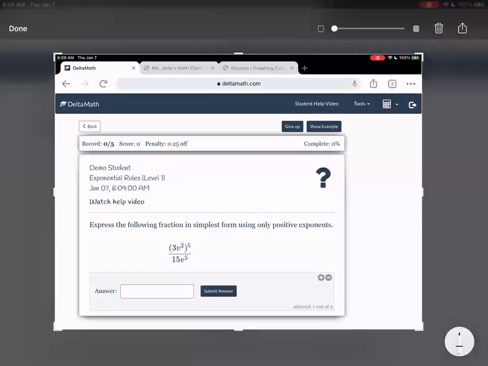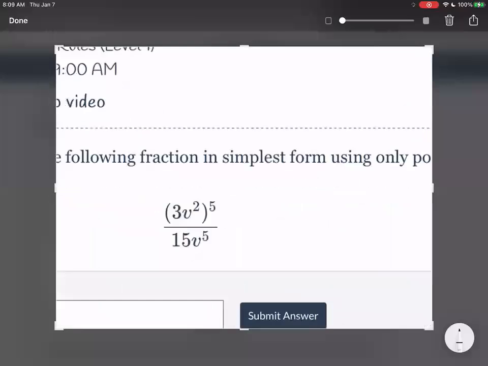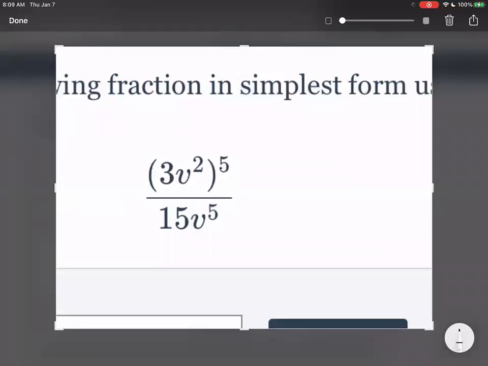Okay, let me screenshot this. We're going to express the following fraction in simplest form using only positive exponents. So, 3v squared to the power of 5 over 15v to the power of 5. Let's do the top part first because it has more going on, so we can simplify that. This exponent of 5 gets to apply to everything inside the parentheses because it's right outside the parentheses.